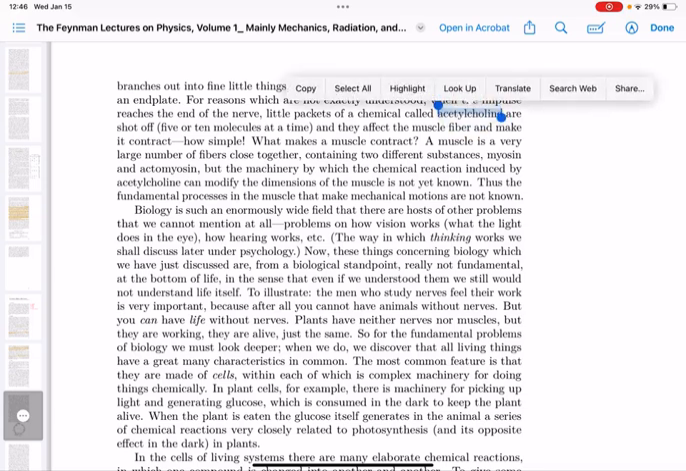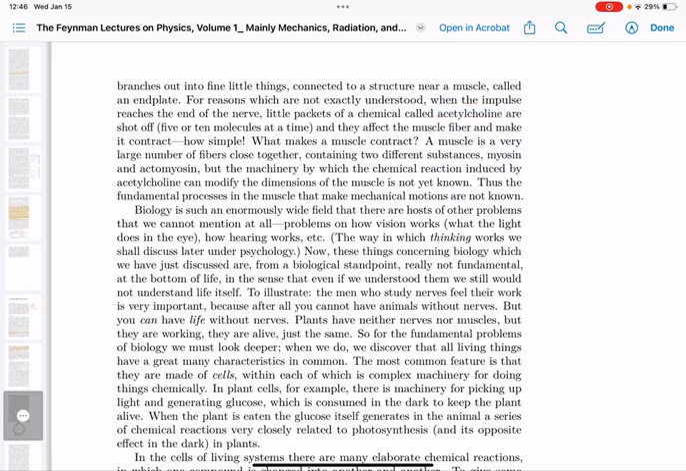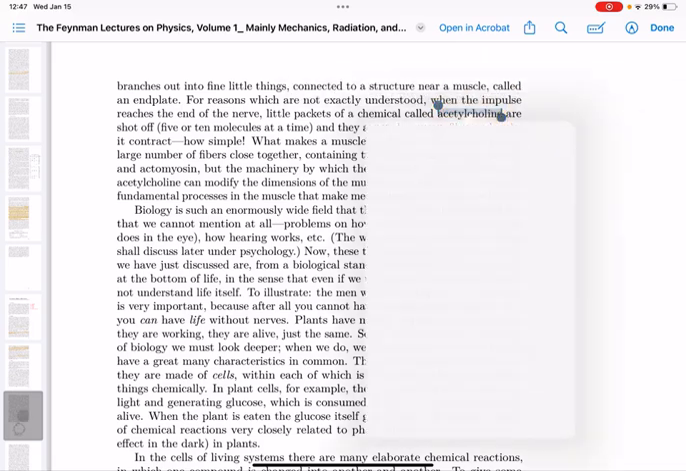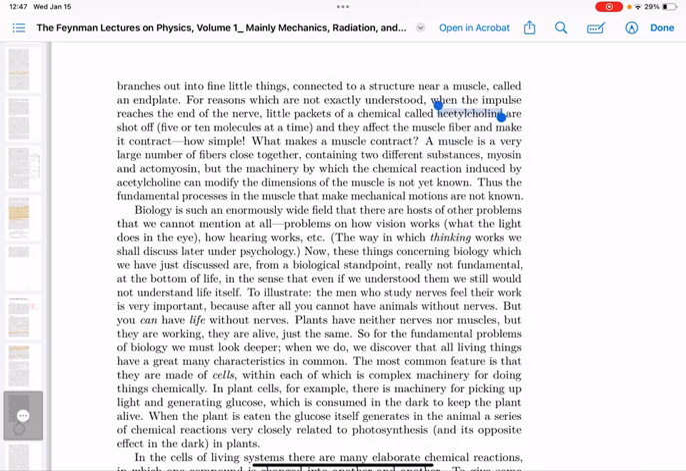What's that? Please explain it to me. Acetylcholine. I don't know how to pronounce that. I'm sorry. Acetylcholine? Acetylcholine. I can't remember that from biology. I really expect to remember everything from high school biology. Acetylcholine. Okay.